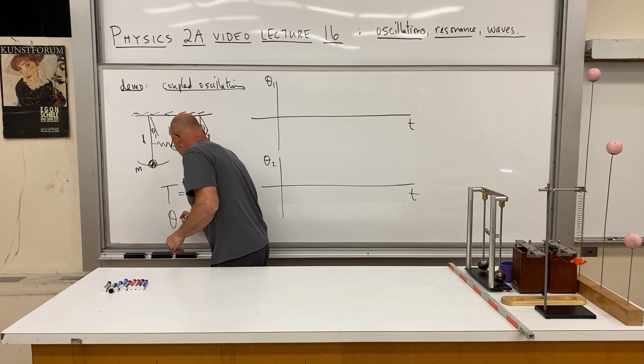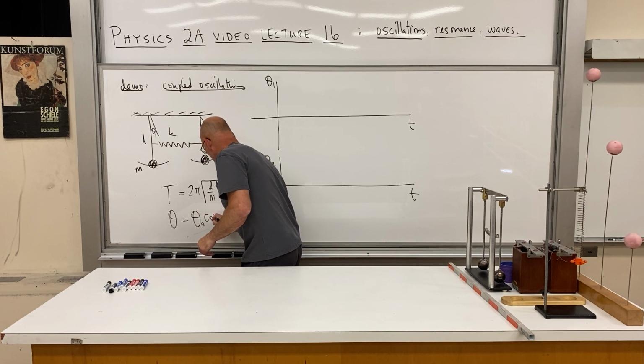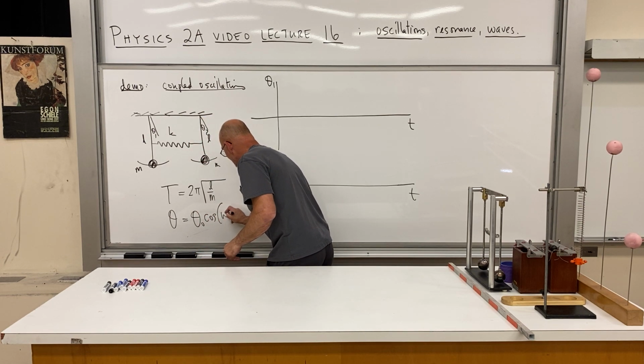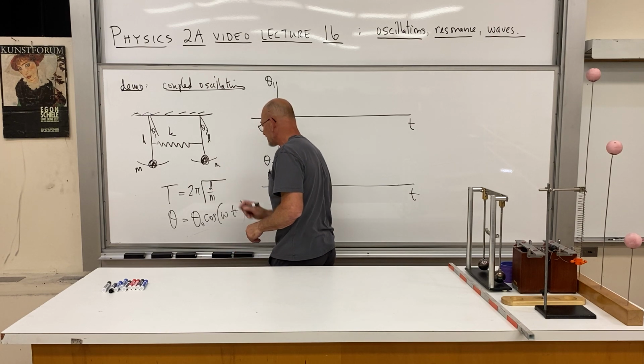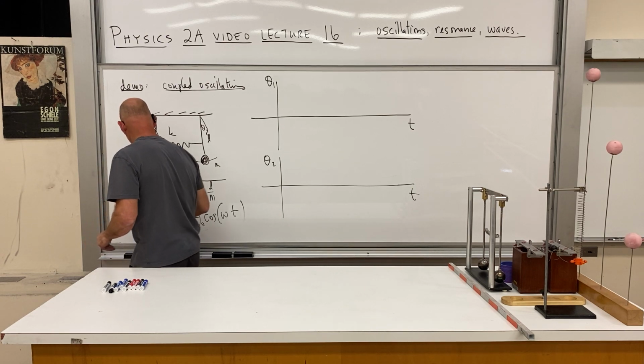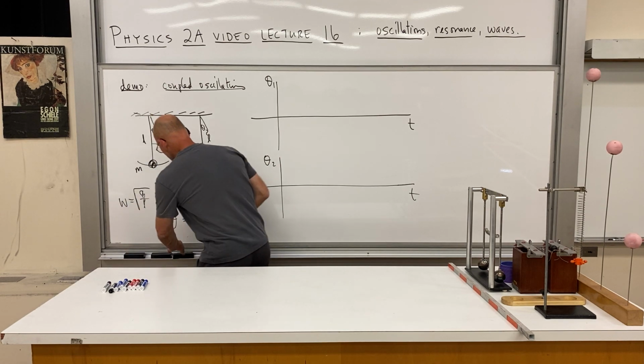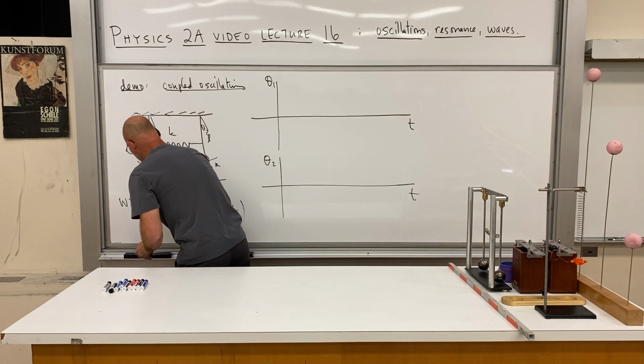Theta is equal to theta 0 cosine omega t, basically. And we have omega is the square root of g over L. And that's a g there, just so that we have everything up here on the board, all the technical stuff. G over L.